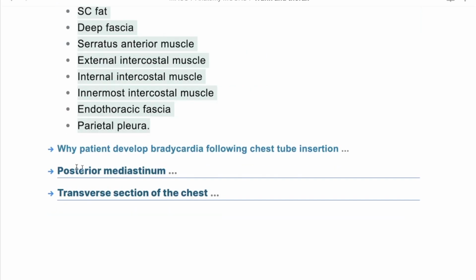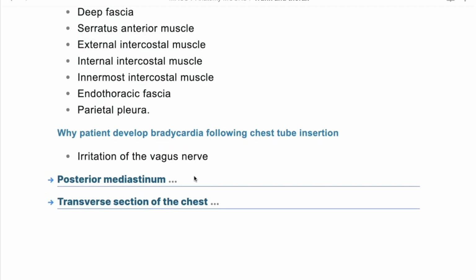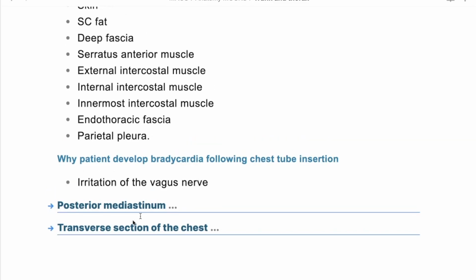Okay. Well, the patient developed bradycardia following a chest drain insertion. Can you explain this to me? What could be the reason? Because of stimulation of the vagus nerve. Okay, so stimulation of the vagus nerve, which causes bradycardia. Okay.